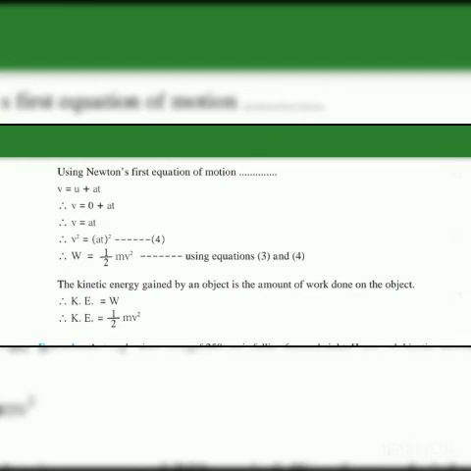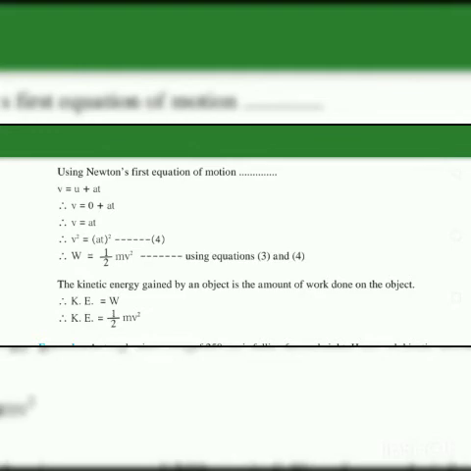Using Newton's first equation of motion, which we learned in the first lesson, laws of motion, v is equal to u plus at. Again we will put the value of u. So v is equal to 0 plus at. So v is equal to at. Now we are just squaring the equation. So v square is equal to (at) whole square. This is equation number 4.